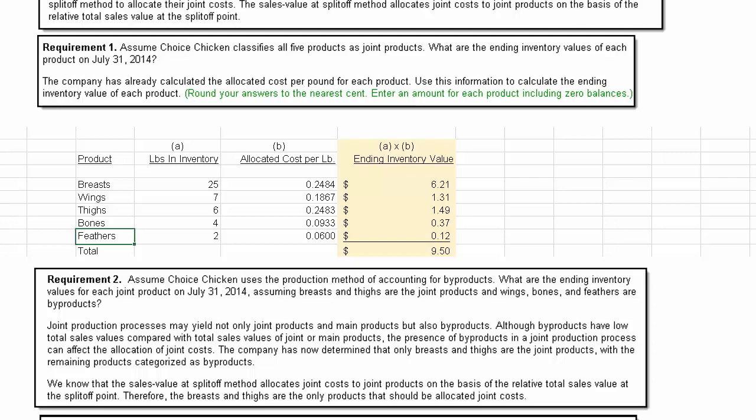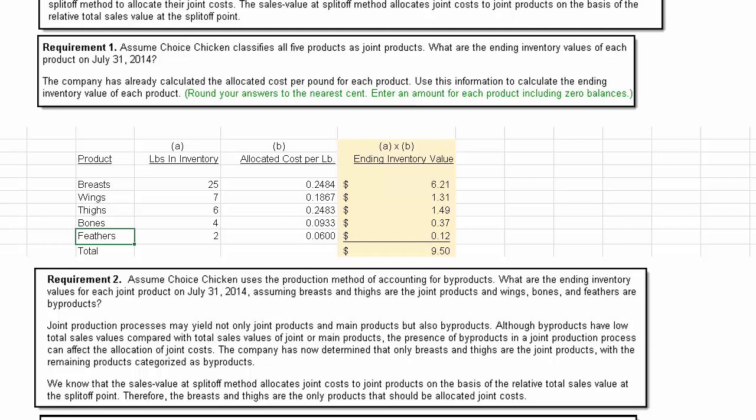Okay, next paragraph. A joint production process may yield not only joint products and main products, but also byproducts. And although byproducts have low total sales value compared with the total sales value of joint or main products, the presence of byproducts in a joint production process can impact the allocation of joint costs.